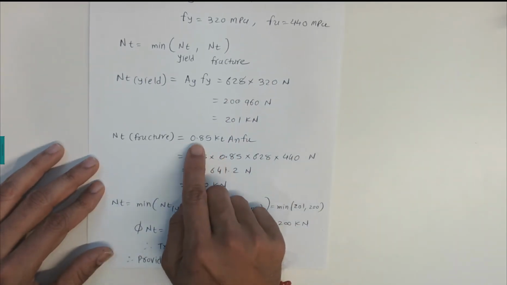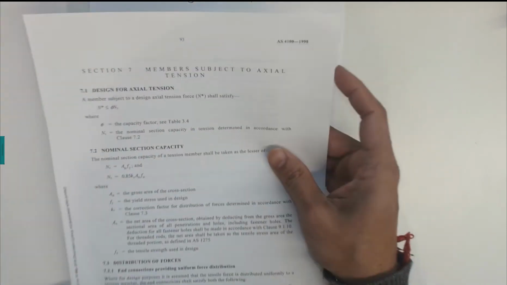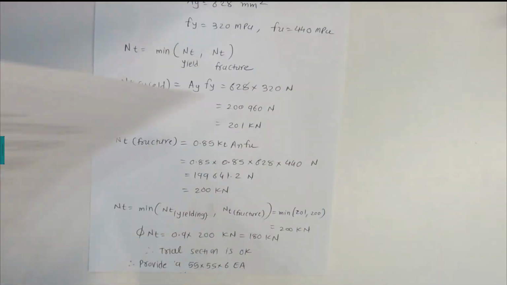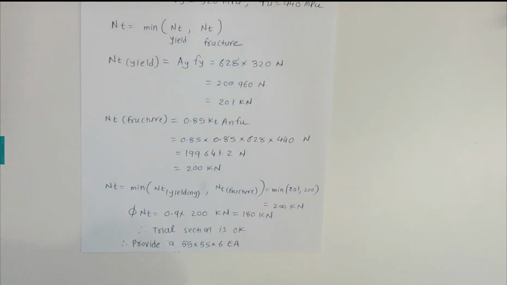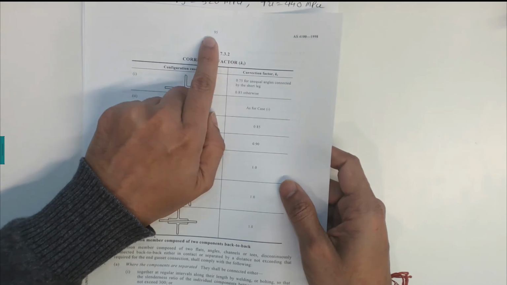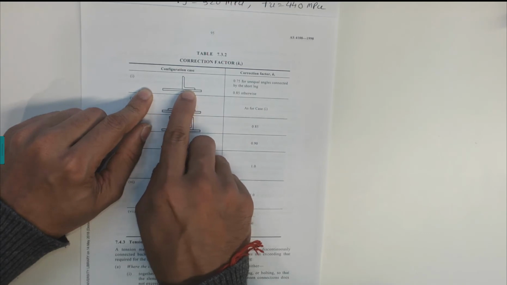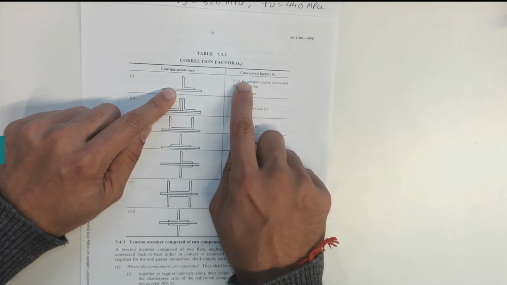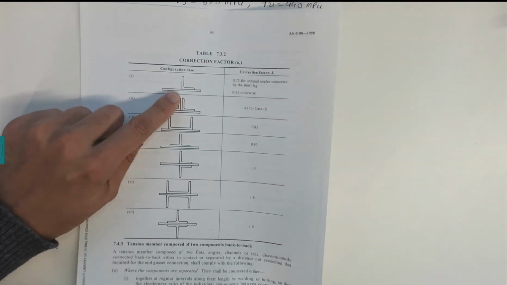Now for fracture, we have 0.85 kt An fu, from page number 93. Now this kt is the correction factor. For correction factors, we should use Table 7.3.2 on page number 95. We have an equal angle welded on one leg, as given in the conditions. It is 0.75 for unequal angles, but we have an equal angle, so we take 0.85 in this case. So kt equals 0.85.